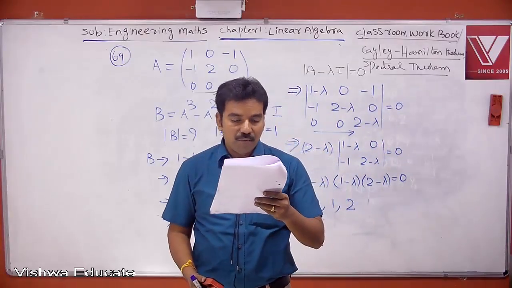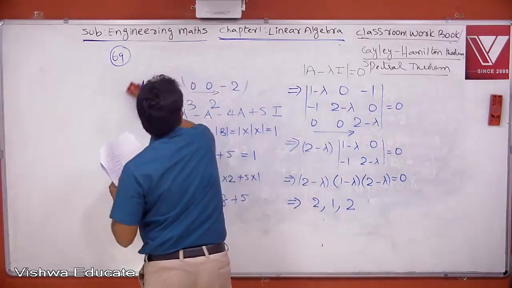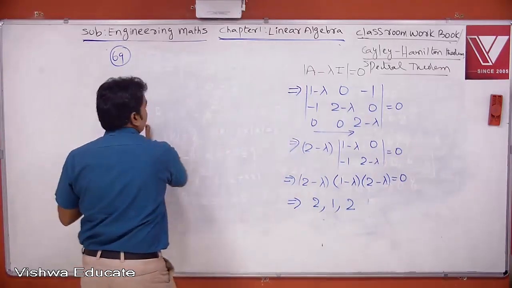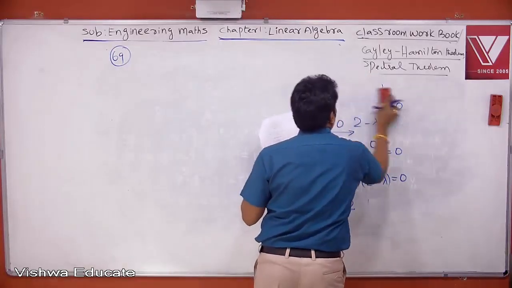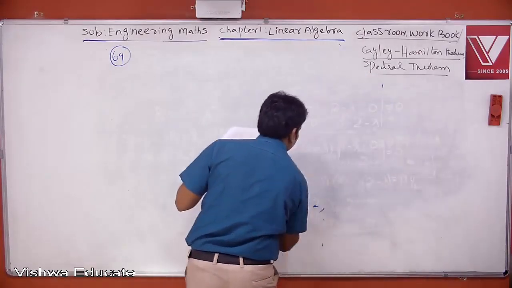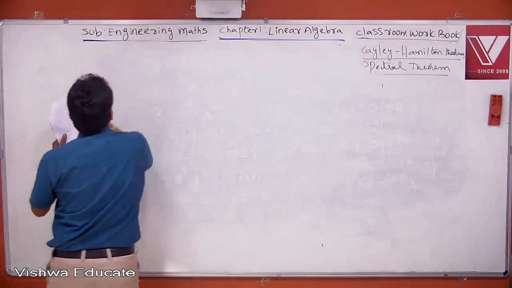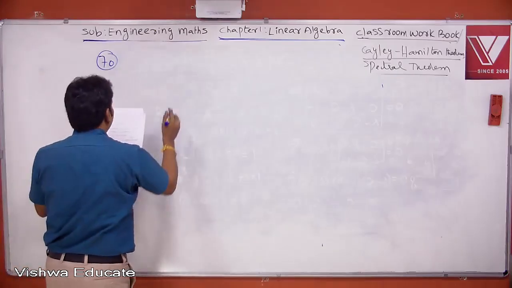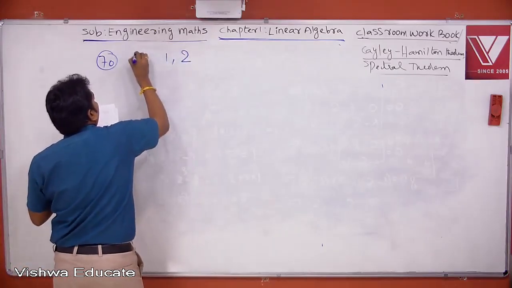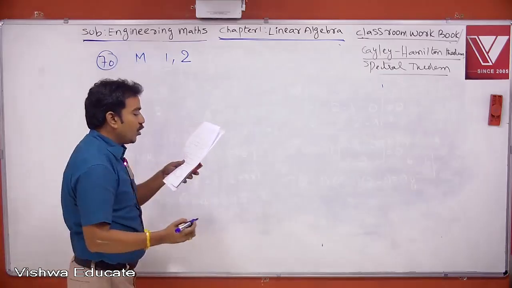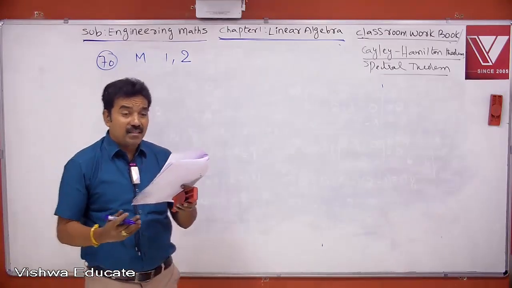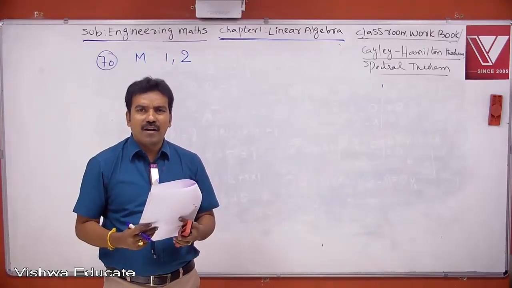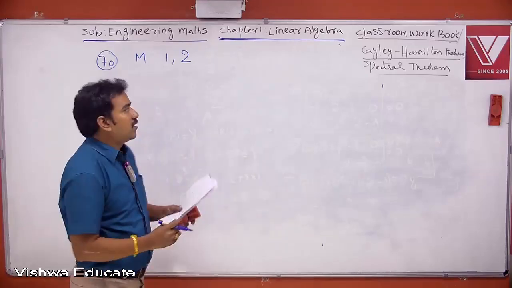Now let us discuss question number 70. Let M be a 2 by 2 matrix with eigenvalues 1, 2. Then they were asking M inverse in terms of M. You can handle this question by using the spectral theorem or by the Cayley-Hamilton theorem. Since it is a 2 by 2 matrix, you can handle it very easily with the Cayley-Hamilton theorem.